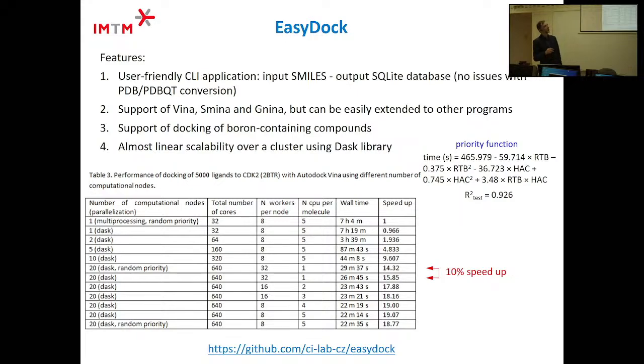And we developed a specific function which predicts this docking time quite accurately. For different programs, it can even be scaled and transferred to other scoring functions, not only to Vina, because we trained it on Vina, but it is applicable to other docking programs as well. And we demonstrated that we get almost 10% speed up using this priority function on 20 servers.